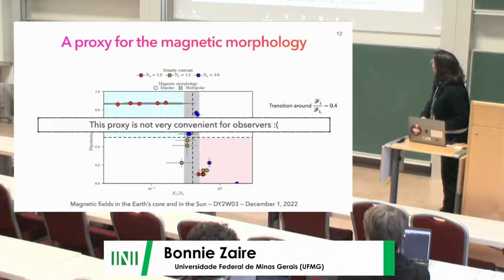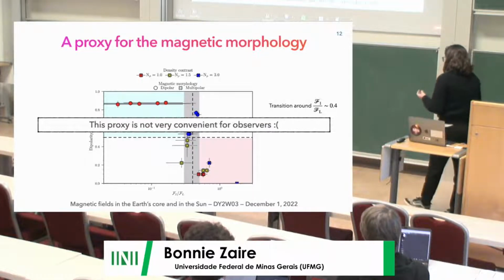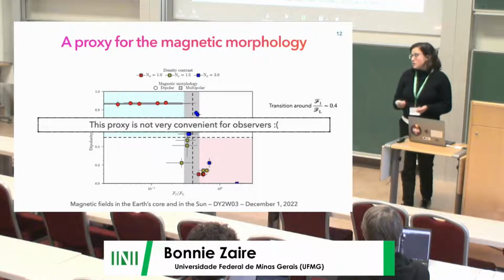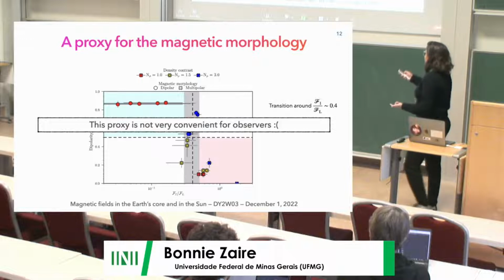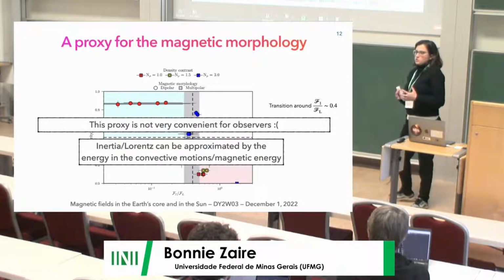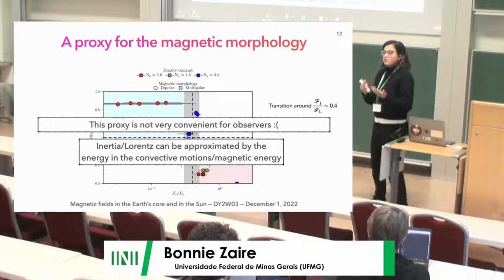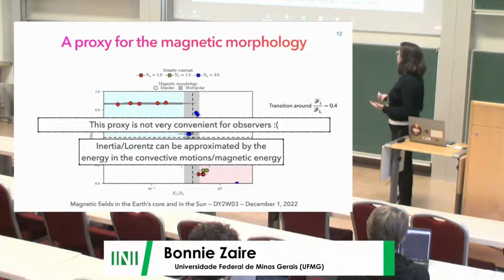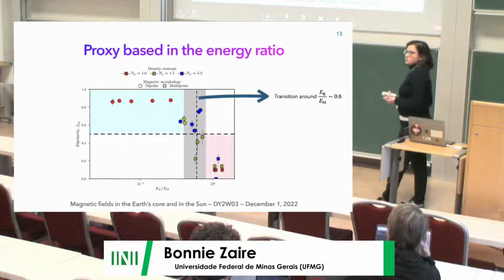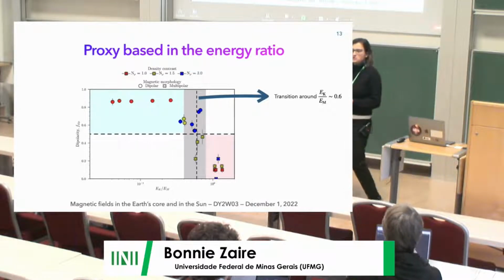So the problem is that this ratio is not very convenient for observers because we cannot use this to compare with stars. So the next exercise that we did was to try to approximate this inertia over Lorentz force ratio by the ratio of energies in the kinetic motions and the magnetic energy. So when we tested this, we also found that there is a nice transition here, proving what was shown by Tassin also in Buzyna's simulations.